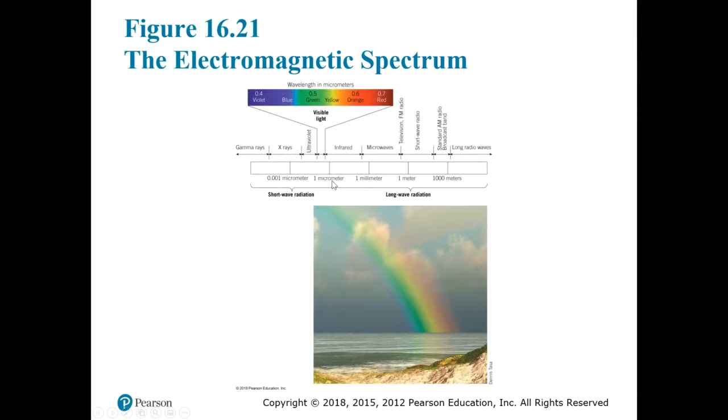So you've seen this. This is the electromagnetic spectrum. And you can see the short waves on the left. They're only 0.001 micrometer when you measure the wavelengths. But then long radio waves are over on the right. And visible light falls between ultraviolet and infrared.